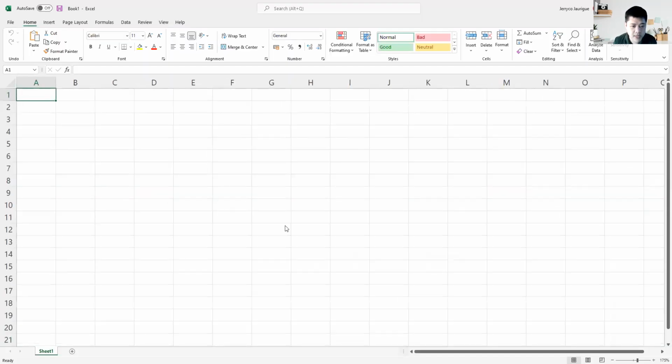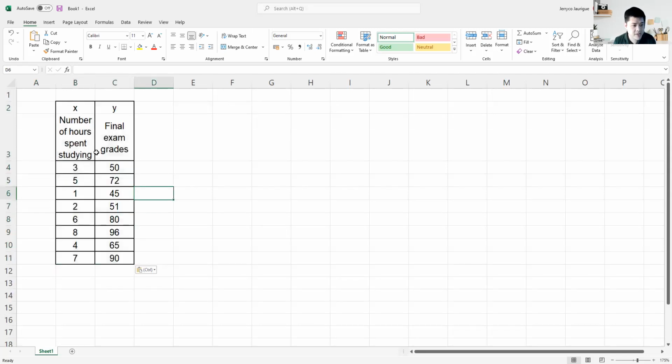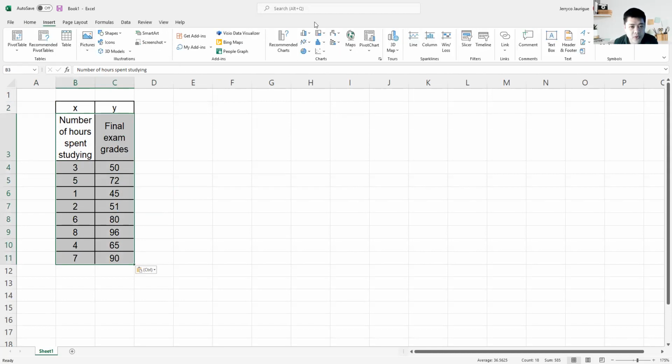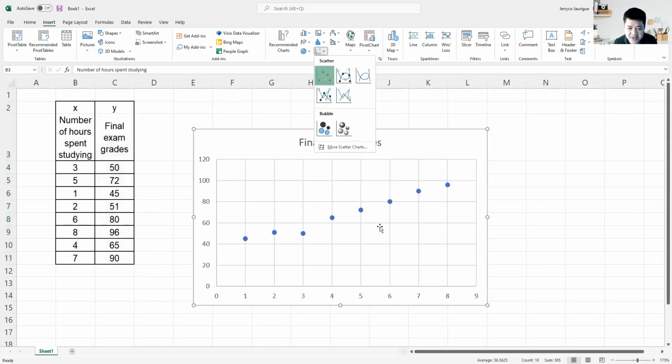Okay, so maliit. I hope you can see now my Excel file, and then all you have to do is to copy the data. So dito ko nalagay sa medyo gitna. So we have X here, the number of hours spent studying, and final exam grades. All you have to do is to highlight this and then go to insert. Then look for the charts. Sa charts, meron ditong scatter plot. So you can select this one, the first one. Yeah, so you can have this.